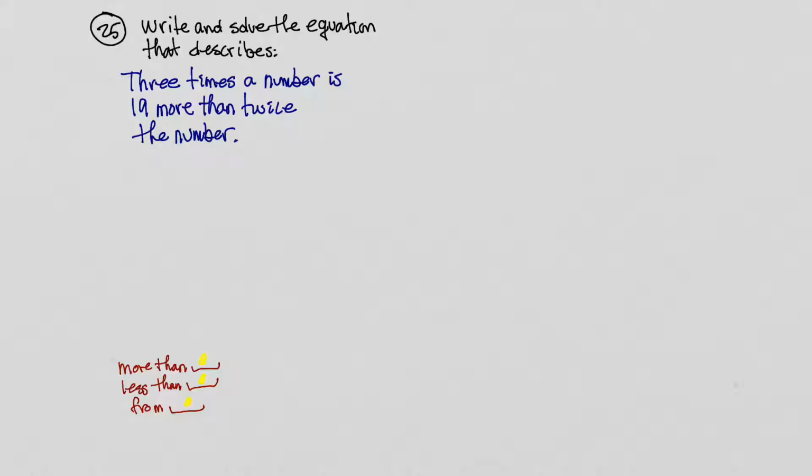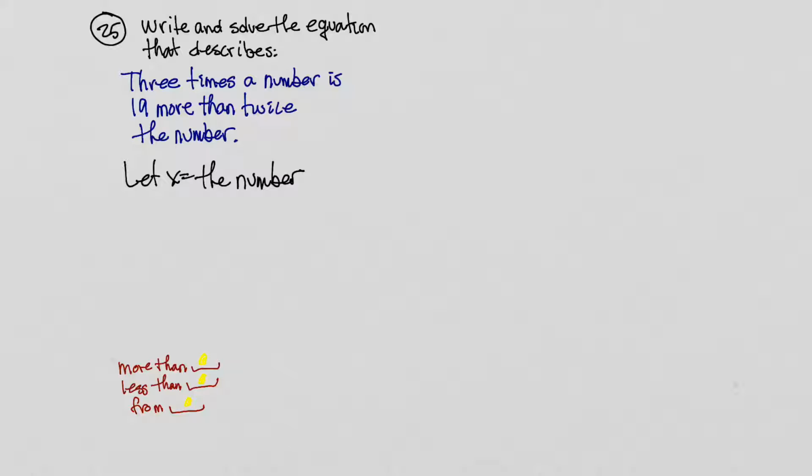Number 25, we've got 3 times the number is 19 more than twice the number. Let's find that number. Now, we're talking about a number, so we're going to start right here by letting x equal the number. So now I know what I'm talking about. I don't have to write the number anymore. I can just write x. x is the number that we're looking for. And here's what this says.